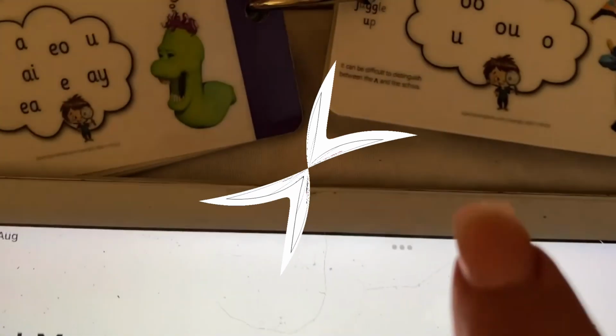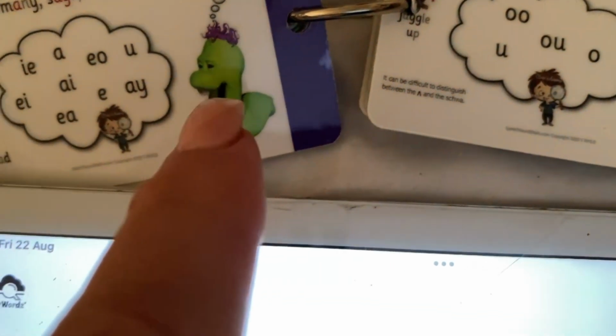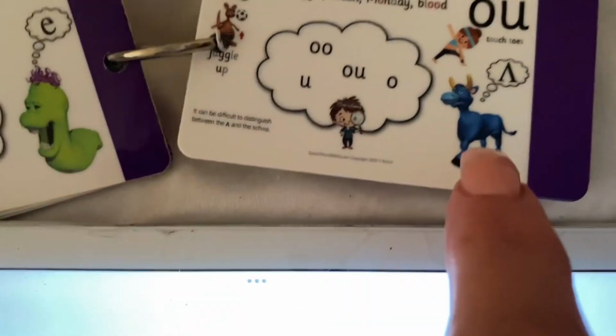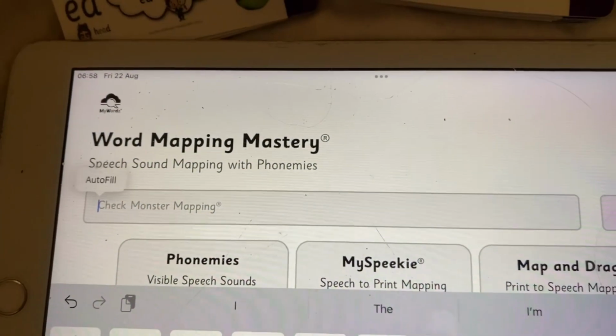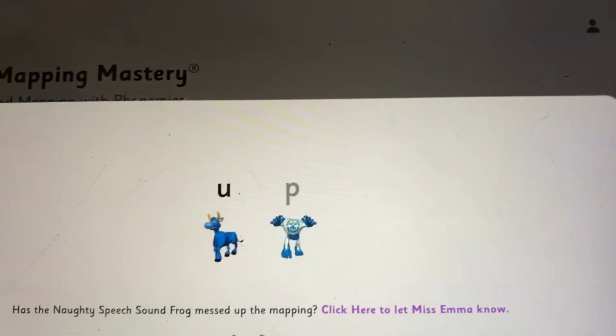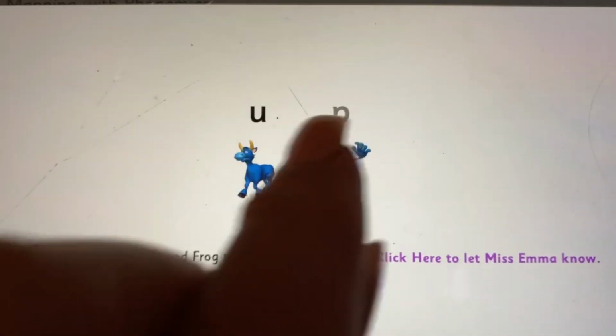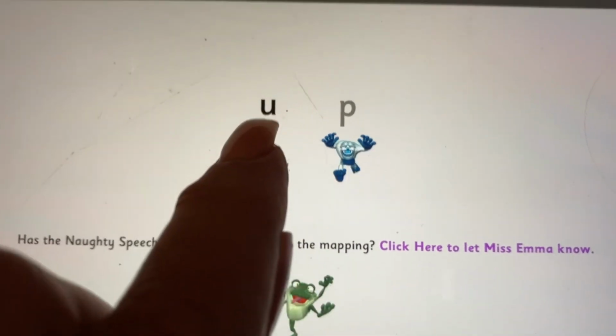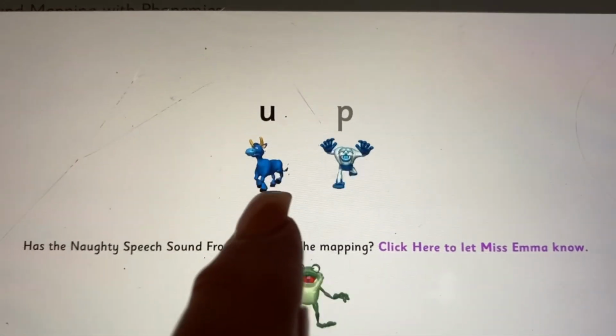So the spelling clouds have a phoneme, the speech sound monster for that sound. For example, if they were to check a word like up, they would see the sound value and the letter. So up, up. That's the picture for the sound in that word. See that?